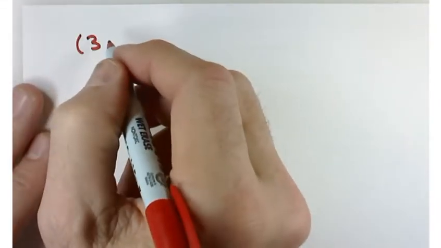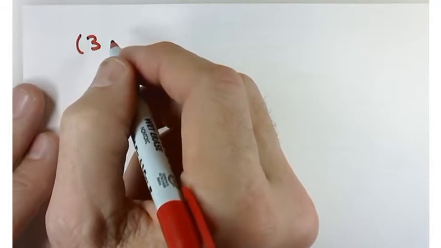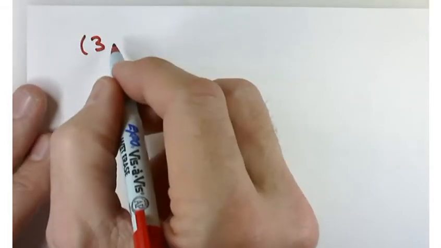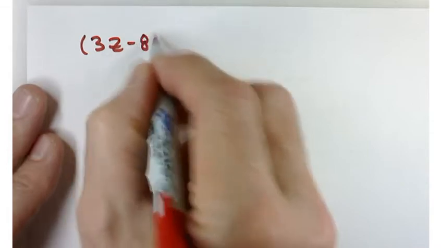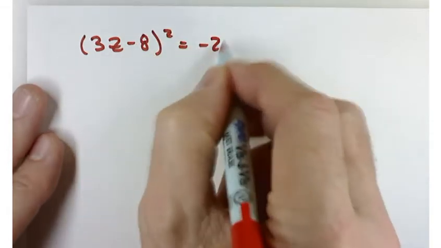By the way, Ricky, did we answer your question about distributing the negatives on the last one? Okay, good. 3z minus 8 squared equals negative 25.